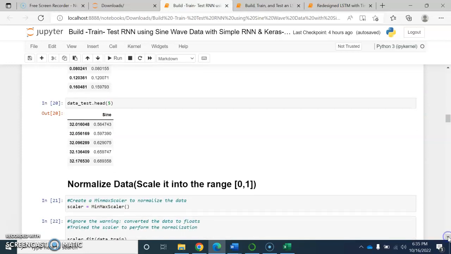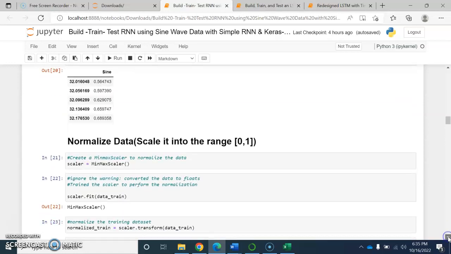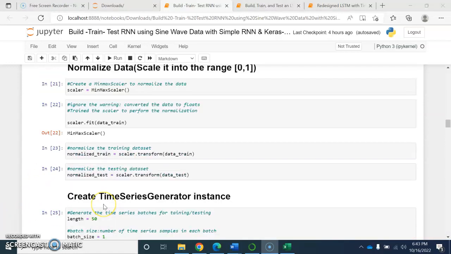And then moving on, I normalized the data into a range of 0 to 1 using the min-max scaler. And this is a library that could be used to normalize the data. The reason why we would normalize the data is because we need to convert the data to floats. And over here, we normalize the training data set and also normalize the testing data set.